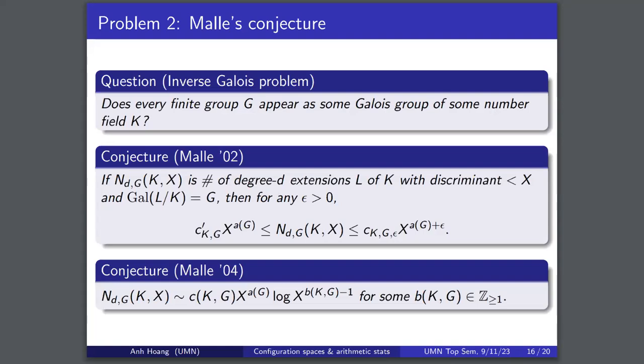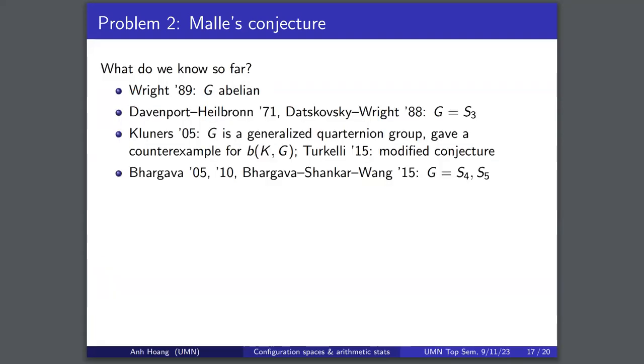Okay, so those are some governing principles that people in number theory care about and try to prove. And this has seen some computations. So what do we know so far? Well, the case when G is abelian was proved by Wright in '89. For G equal to S3, Davenport and Heilbronn, Datskovsky and Wright proved it in the '70s and '80s.